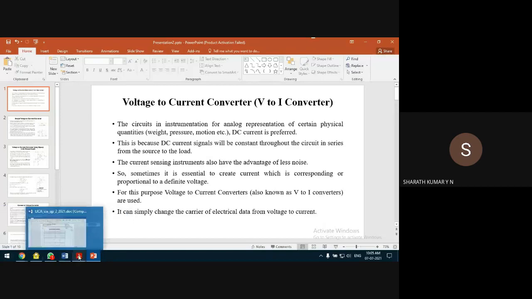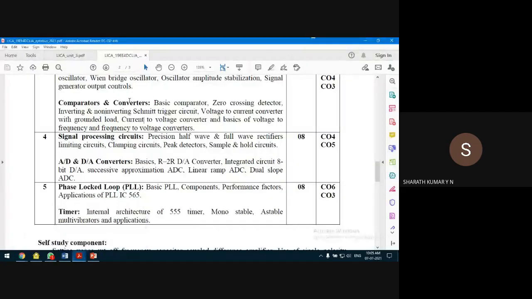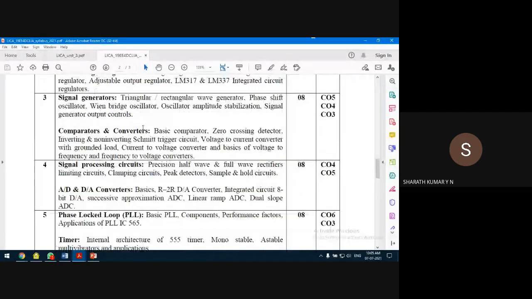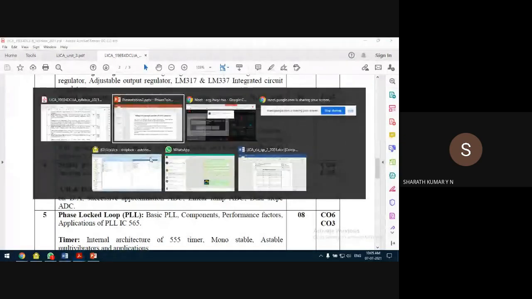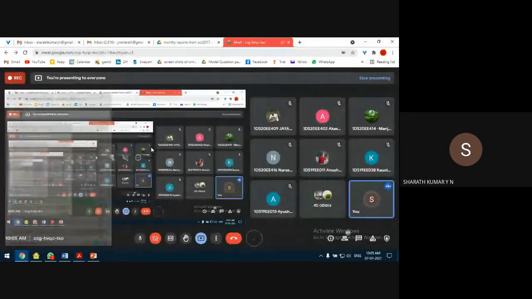Because if you see the syllabus, guys, the last part of the third unit is voltage to current with grounded load that we discussed, and current to voltage converter, and the basics of voltage to frequency and frequency to voltage converter. Of course, we have discussed current to voltage and voltage to current converter from the textbook pages.